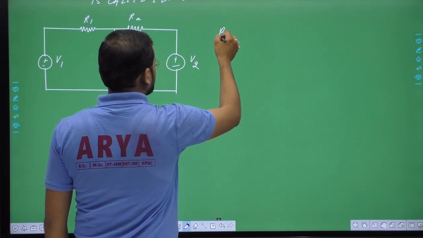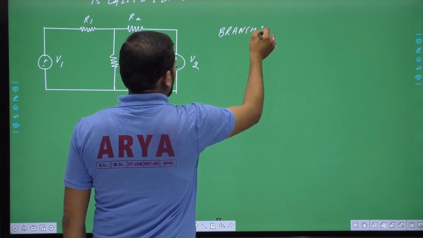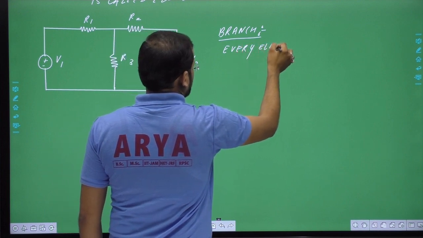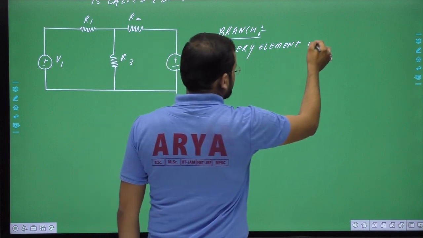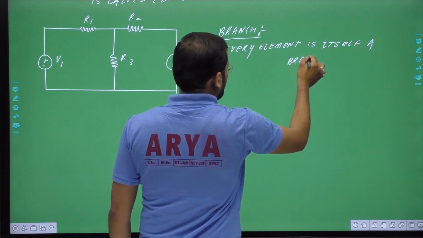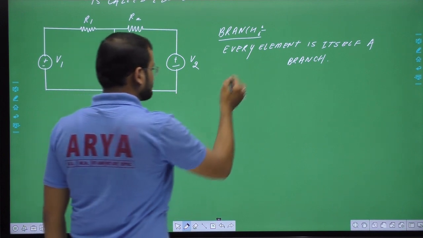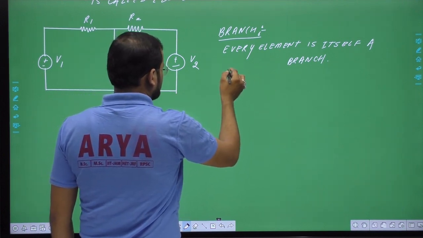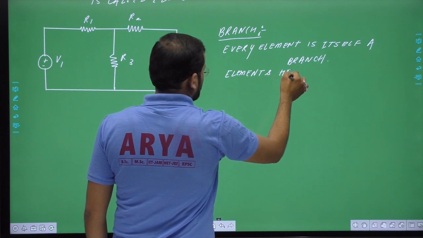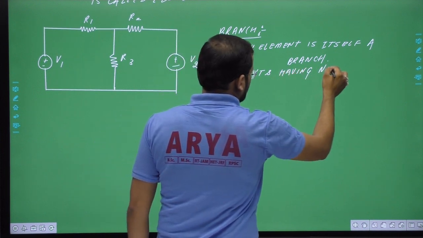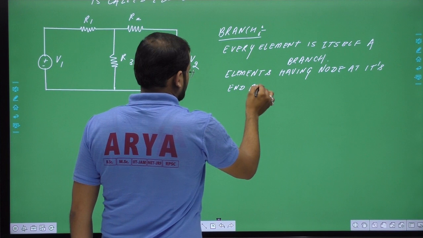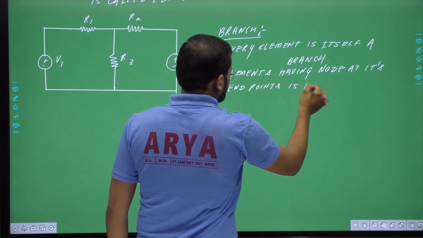First term is branch. What is a branch? Every element is itself a branch, or you can say elements having a node at its endpoints. Node at its endpoints is known as a branch.